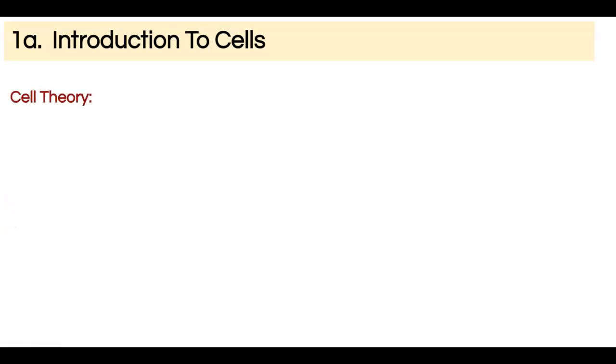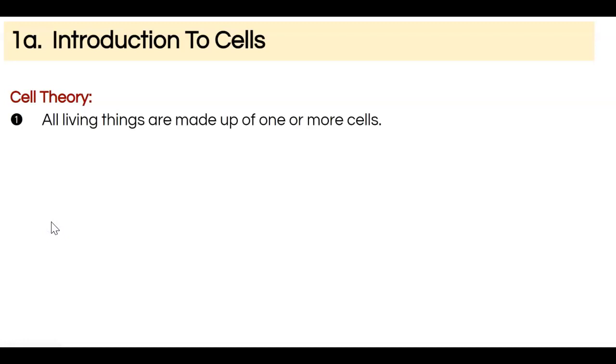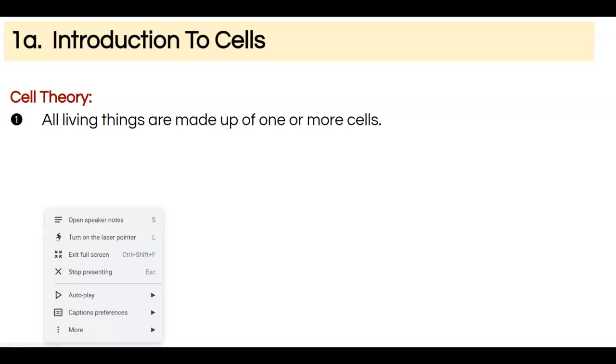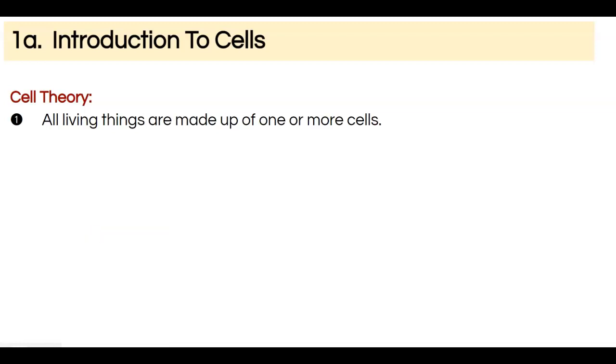So the first thing we're going to talk about is cell theory. A theory is an idea or a set of principles that are generally accepted by the scientific community in order to explain what we observe. There are a few tenets of that, so let's get through them. The first one is that all living things are made up of one or more cells. And I think that makes sense, right?